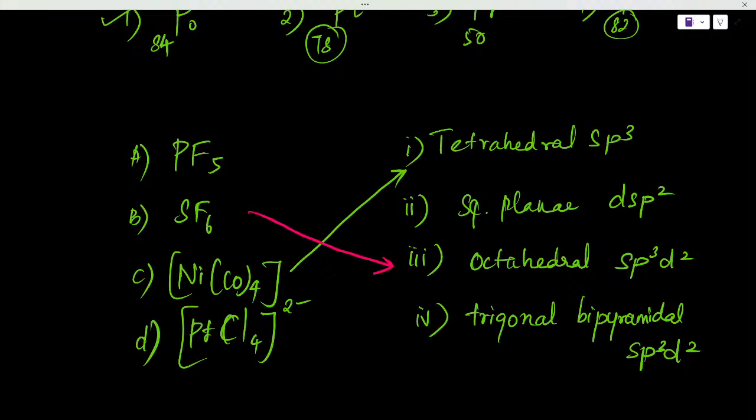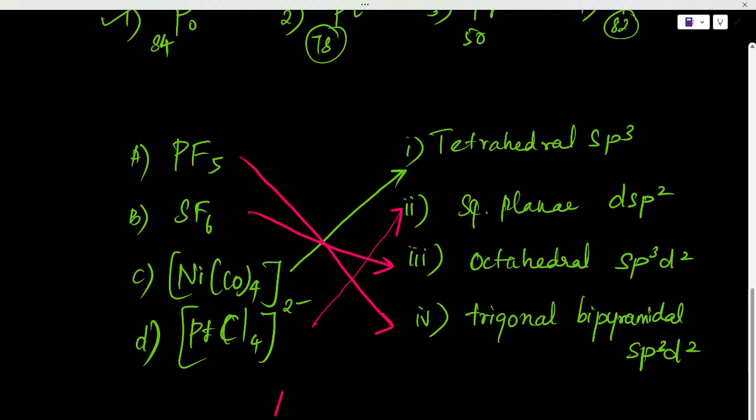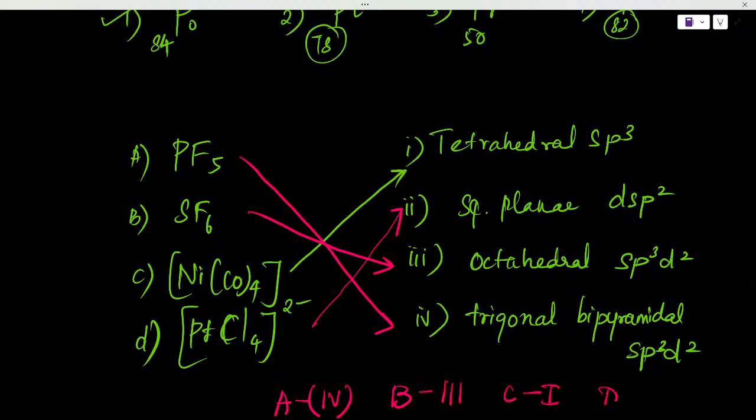Sorry, octahedral, right? So PF5, obviously that will go to trigonal bipyramidal. SF6 is only octahedral, and then comes PtCl4 2 minus. There is no other way to go, that is square planar. So the answer becomes A to 4, B to 3, C to 1 and D to 2.